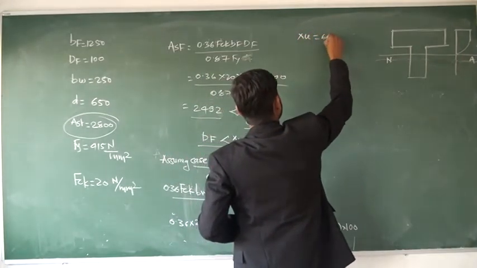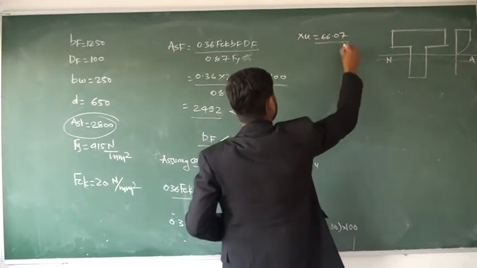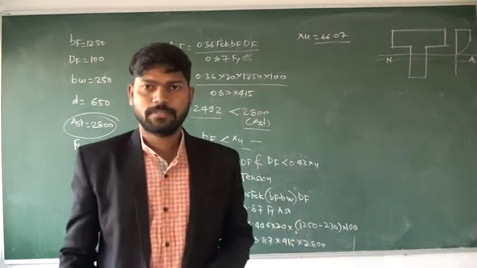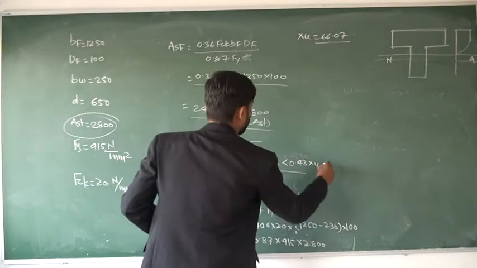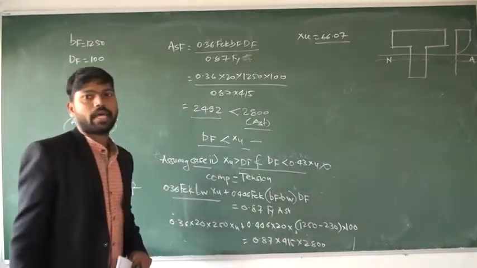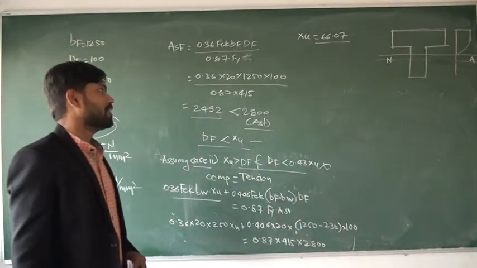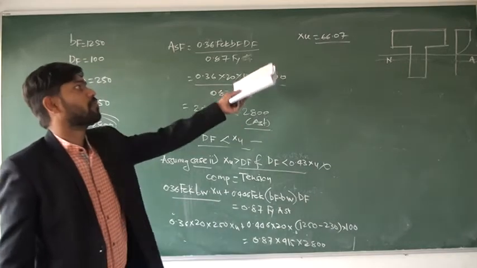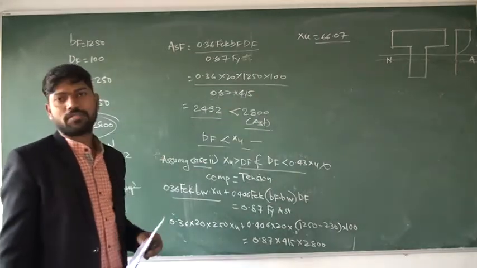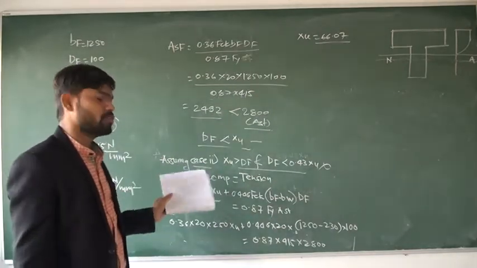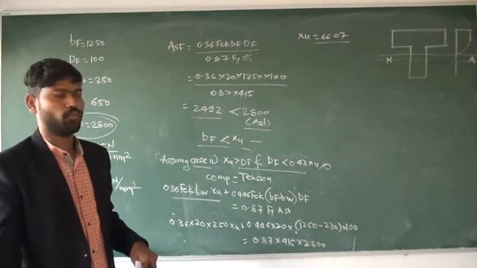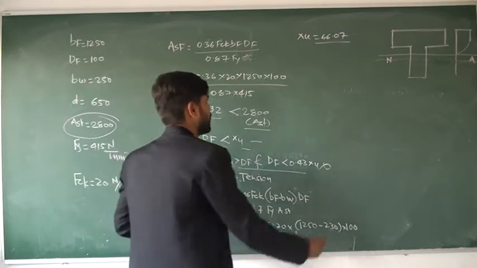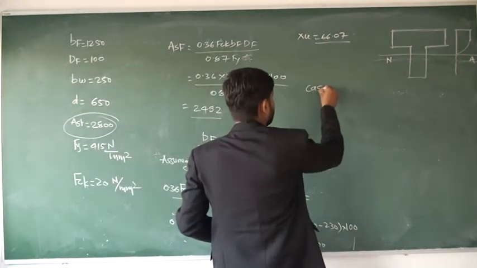Now if you calculate the value of xu from this equation, you will get xu equal to 66.07. So what does it show? It shows that our assumption is wrong. xu value is supposed to be greater than Df, but the actual value calculated from this is 66.07. It means our assumption is wrong. So it is not in case 1, it is also not in case 2. So now we will assume that it is in case 3.